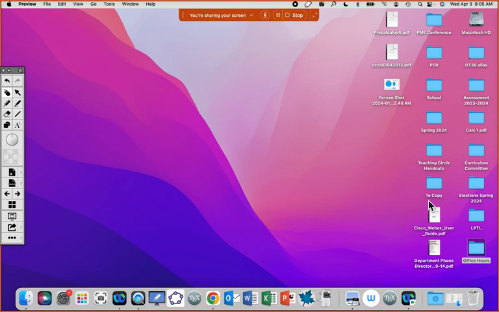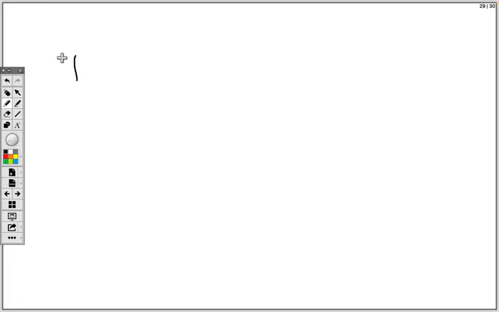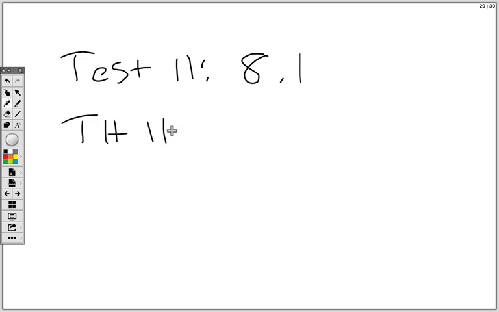But when you do your inverse Laplaces to get ready for next week, you can check your answer by doing Laplaces. Okay. So test 11 is basically section 8.1. Take home 11 is 6.3 along with 8.1.